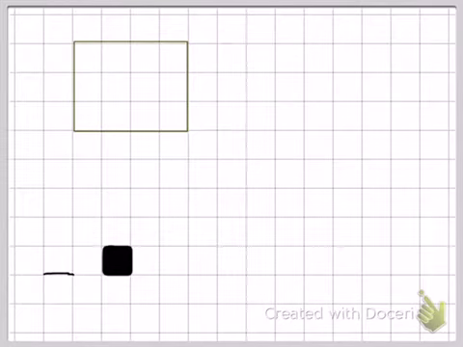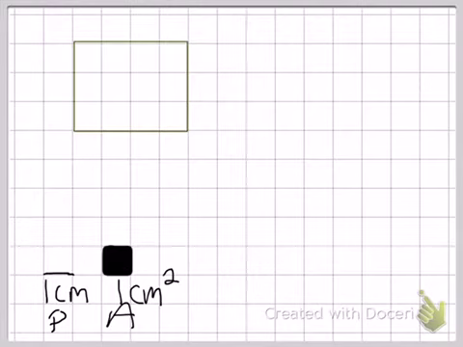But I am going to talk a little bit about the units. On this particular graph paper, each of the lines represents 1 centimeter. Now we use regular centimeters, regular units of length, to measure the perimeter, but we use squares in order to measure the area. We find out how many squares are on the inside. So the units for perimeter look like 1 centimeter, but the units for area look like 1 centimeter squared. Okay, it's really important that you have the correct units for area and perimeter.